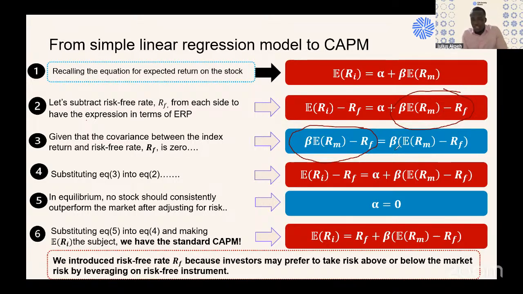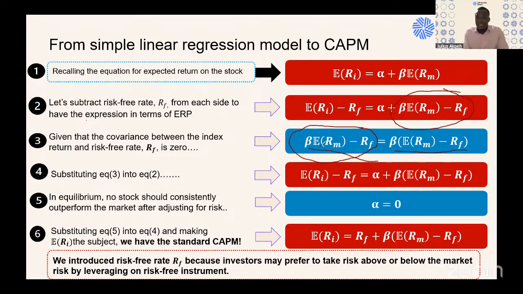I said this relationship is true. If you use the beta to multiply the expected return on the market, adding and subtracting the RF, it is the same as subtracting the risk-free rate from the return on the market before multiplying with the beta. I want to show you that. But before I show you, let's come to the next stage.